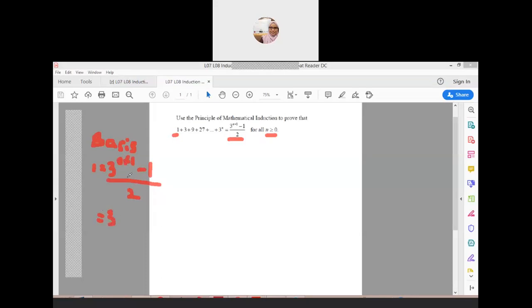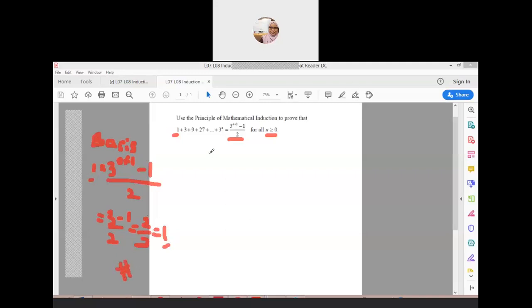0 plus 1 will become 1, right? So 3 power of 1 becomes 3. 3 minus 1 divided by 2 is equal to 2 divided by 2, and it is equal to 1. So the left hand side is equal to the right hand side. So the basis step is true. So done with the basis step.